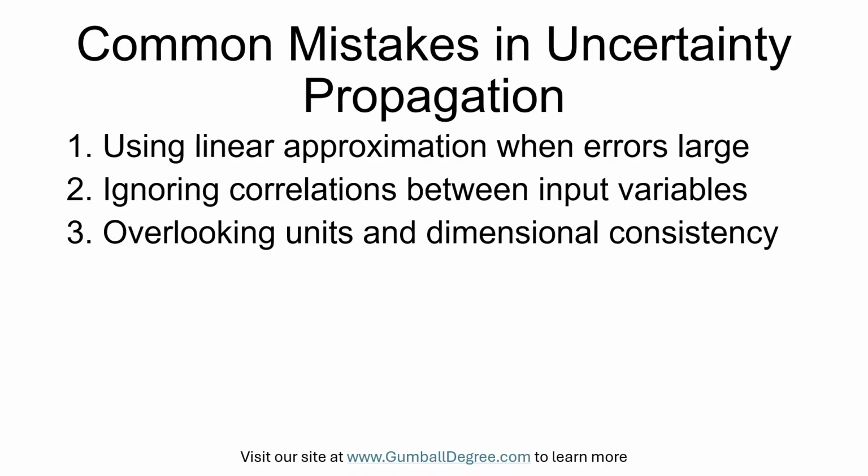Another error is forgetting correlations between inputs. If two inputs change together, their contributions do not combine by simple root sum square, and you must include covariance terms, so estimate or measure correlations when they are likely.